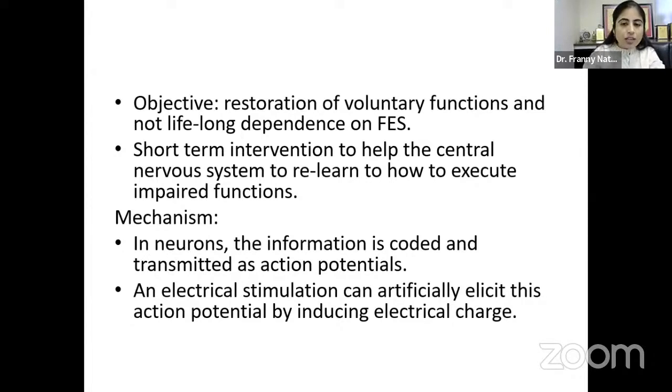In neurons, the information is coded and transmitted as action potentials. So when we provide electrical stimulation, we are actually artificially eliciting this action potential by inducing the electrical charge. So this will help to regain the memory of that performed task, and that is how it is going to help in cortical remapping and thus in neuroplasticity.